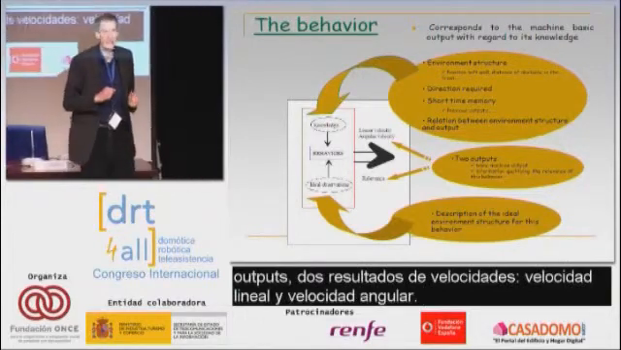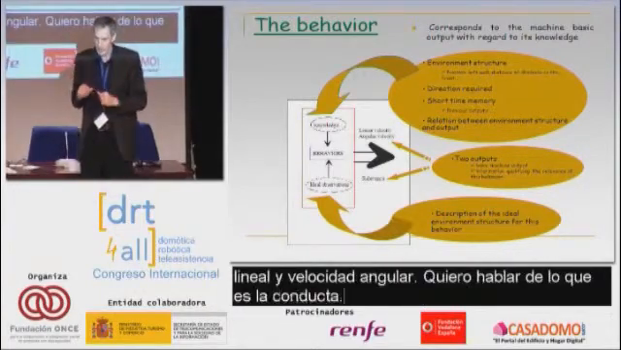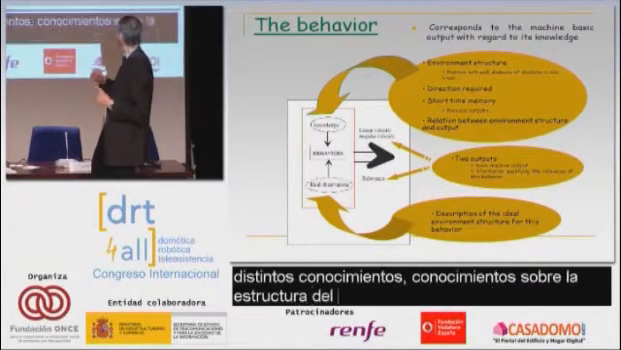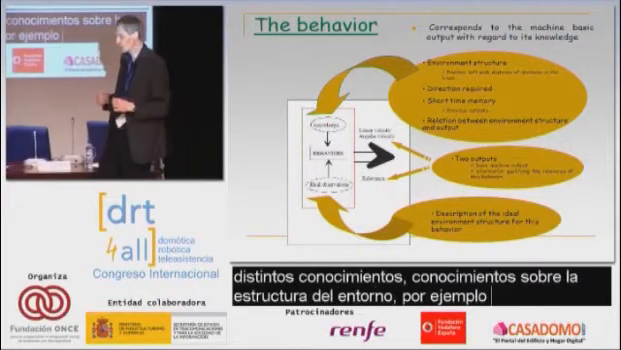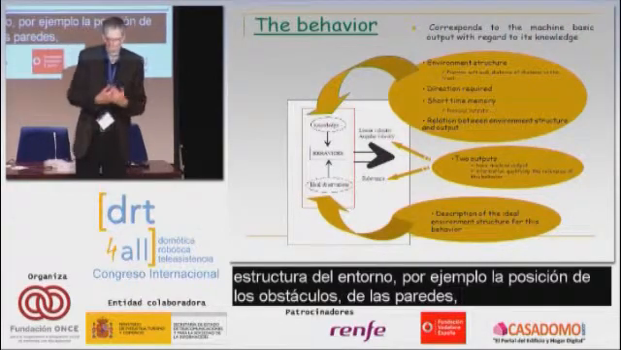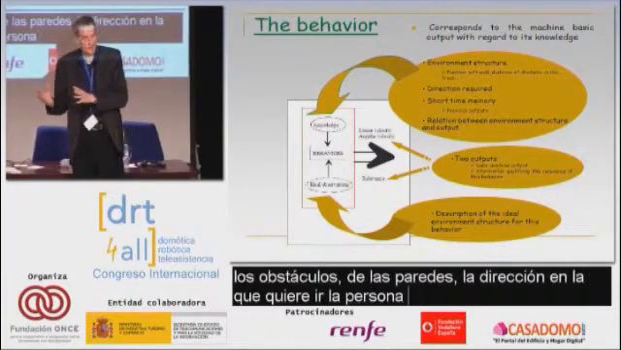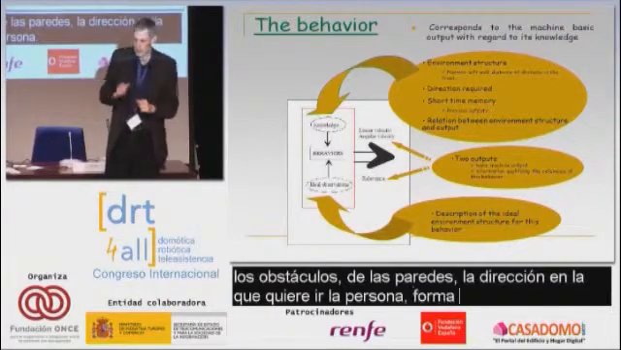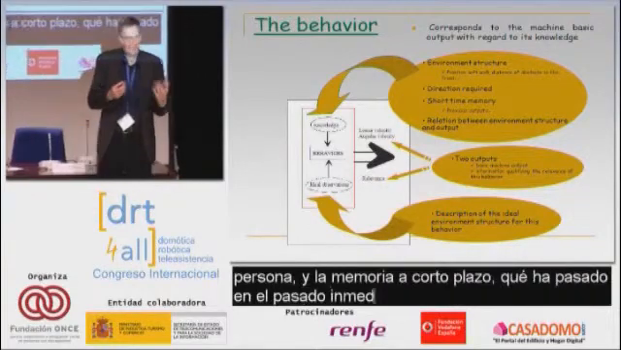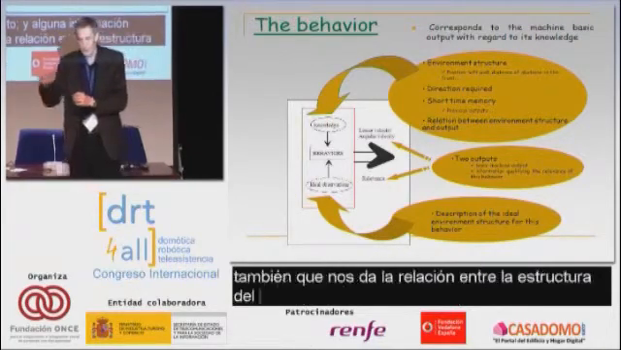I want to come back to what is behavior. Behavior is composed of different knowledge. Knowledge about the structure of the environment, for example, the position of the walls, the position of the obstacles, the direction the person wants to follow, which is the output of the plan of the person, and short-time memory, what happened in the past, and some information which gives the relation between the environment structure and the different outputs coming out from this behavior.